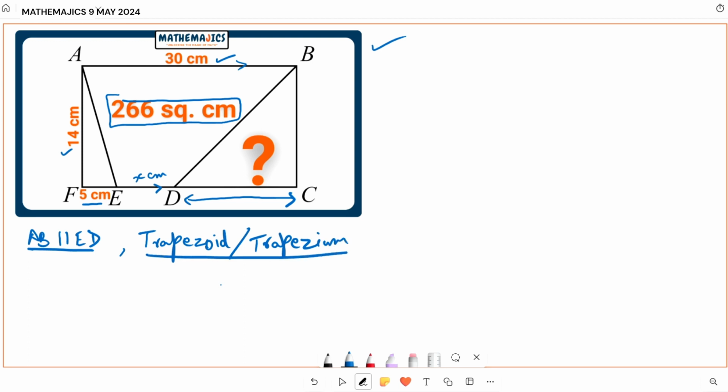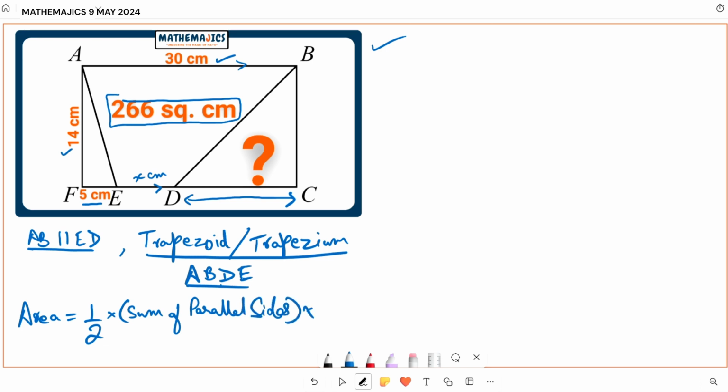So this figure ABDE is a trapezoid or a trapezium. Correct. Now, what is the formula for the area of a trapezoid or a trapezium? The area is half times the sum of parallel sides times the height of the trapezoid.